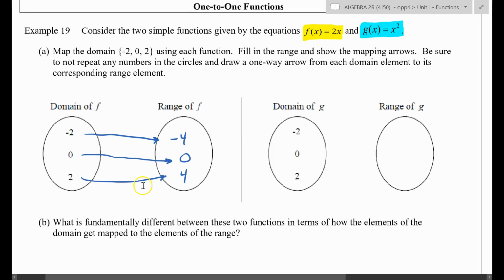Quick question, guys. Is that a function? Yes, because there are no repeating what? Domain values, right? All the domain values are unique. Okay? Good.